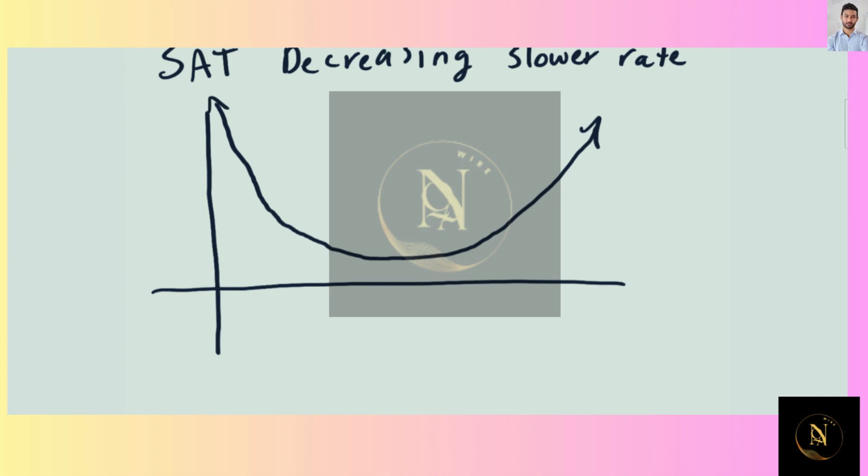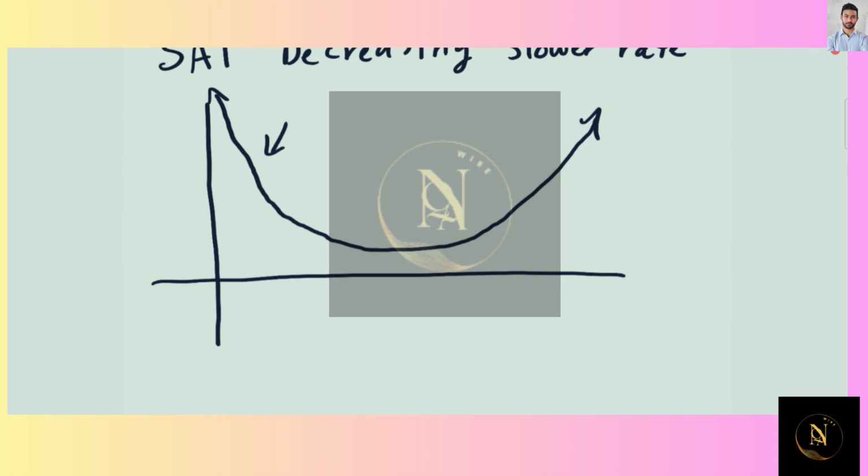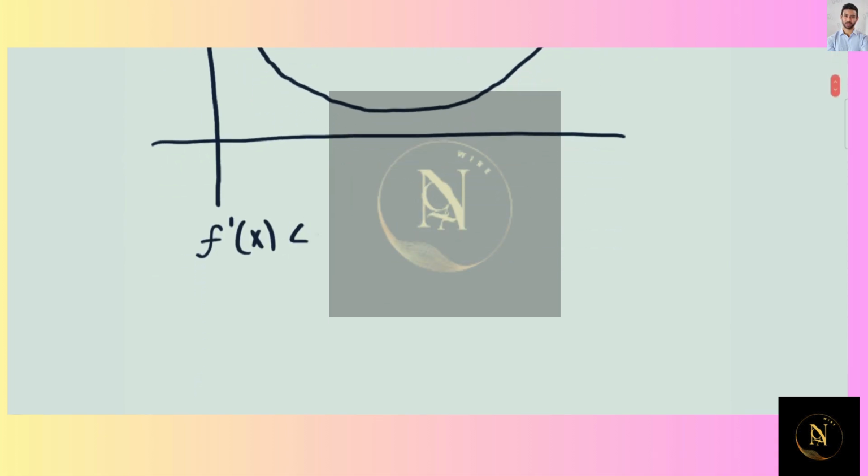So this is what a graph would look like, where somewhere over here we're decreasing less and less and less, and then we start increasing. So what this tells us about our first derivative, f prime of x, is that it's going to be negative since we're decreasing. Whenever we're decreasing, our first derivative is going to be negative, so we know that it's going to be less than 0.